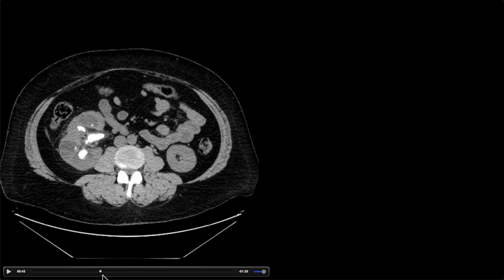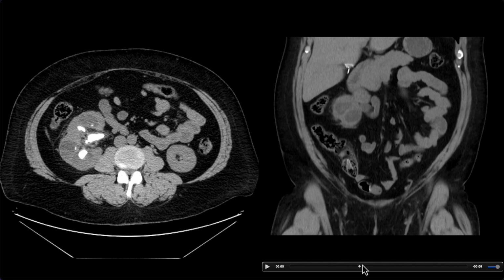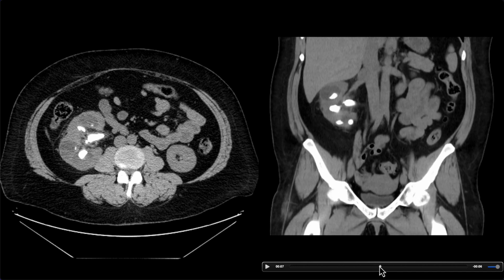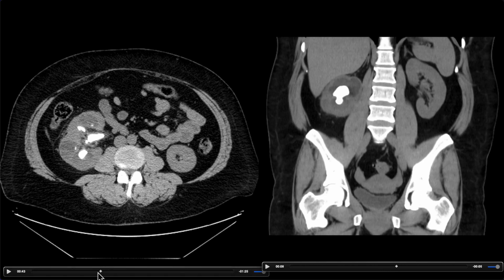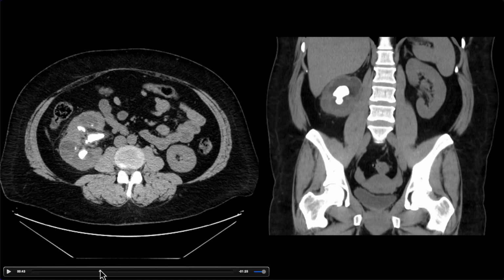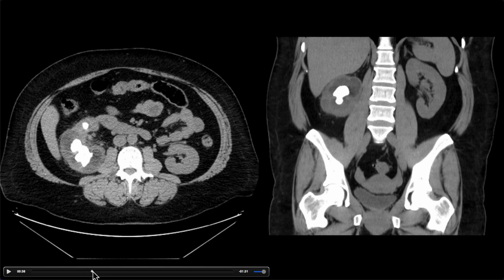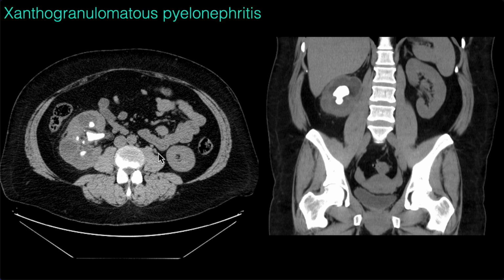All right, so this might be a familiar picture to you. We have this big branching stone involving the renal pelvis, with little gaps as it extends out in some areas to the calyces, but big bulky stones extending out to the calyces. Loss of cortical volume with really impressive low attenuation material throughout the kidneys. So this is a very characteristic appearance of a chronically obstructed and infected kidney, and this is xanthogranulomatous pyelonephritis.